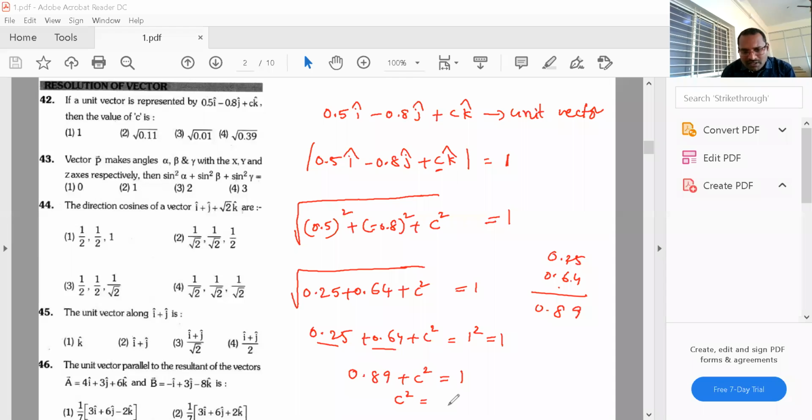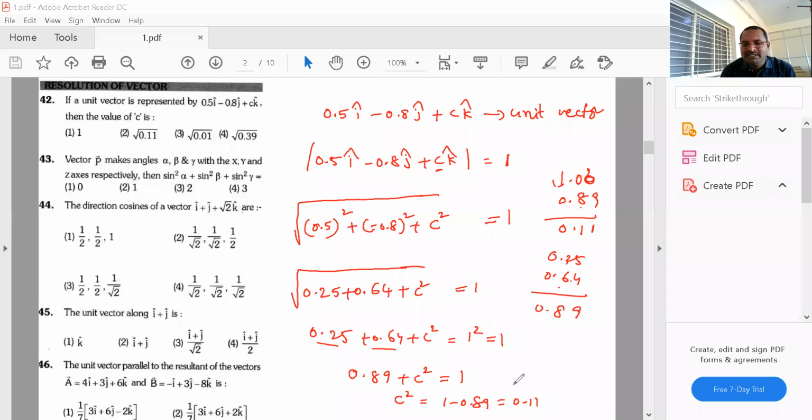Then what is c square? 1 minus 0.89. From 1, subtract 0.89. Here nothing is there, 0 is there, so it becomes 10. 10 minus 9 is 1. Here 9 will be there. 9 minus 8 is 1. Here 0 will be there. So it will be 0.11.